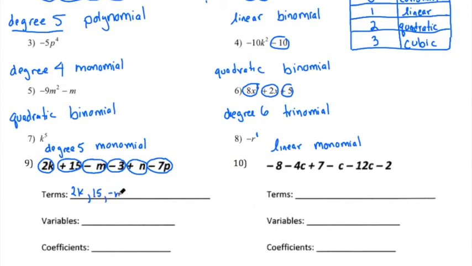But I do have a negative m as a term. That is a negative m. It's not just m, it's negative m. We have a negative 3 as a term. We have n and negative 7p. Those are the terms. 1, 2, 3, 4, 5, 6 terms in this one.